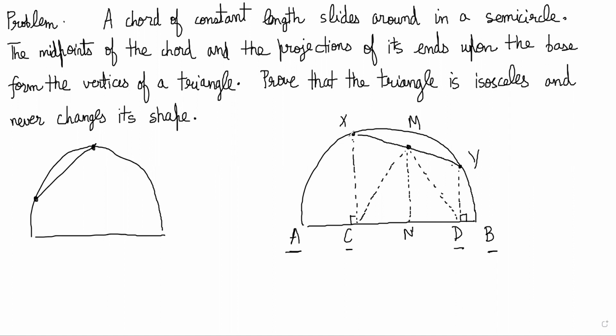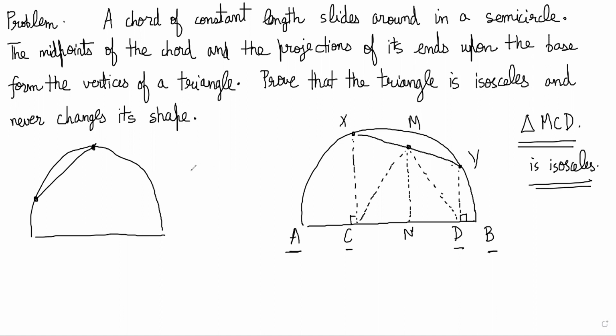What he's saying here in the problem is that the midpoint of the chord, which is M, and the projections of the ends upon the base, which are C and D, form the vertices of a triangle. So which is the triangle? It is triangle MCD. The first part of the problem is pretty easy. We have to show that the triangle MCD is isosceles, right? So let's think about how we prove that.